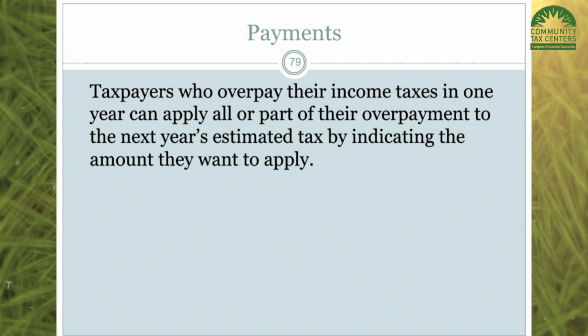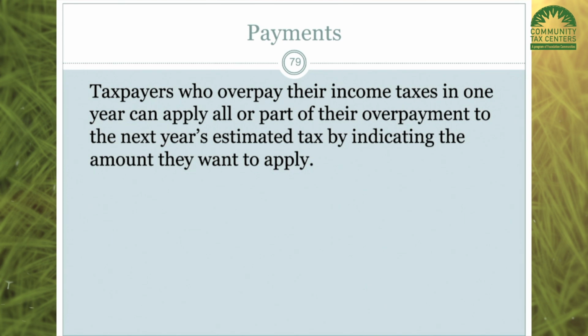Taxpayers who overpay their income taxes in one year can apply all or part of their overpayment to the next year's estimated tax by indicating the amount they want to apply. So you do somebody's 2022 tax return, they're self-employed, and they find out they have a refund. Maybe they get a refund of $2,000. They do have the option of applying that $2,000 to their 2023 tax return, which becomes an estimated tax payment.